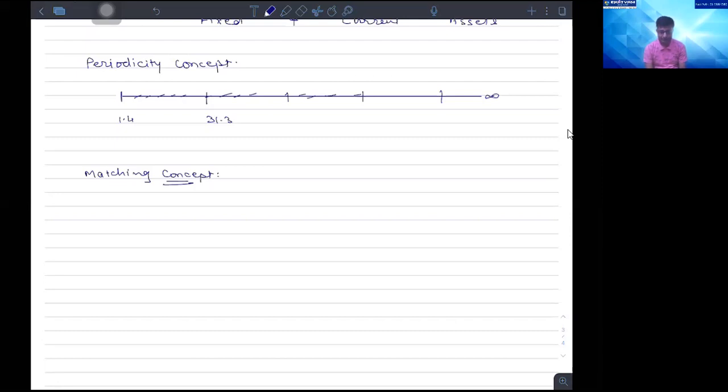Next point. In India, we follow the period of 12 months starting from 1st April and ending on 31st March of the subsequent year. Is it not right?